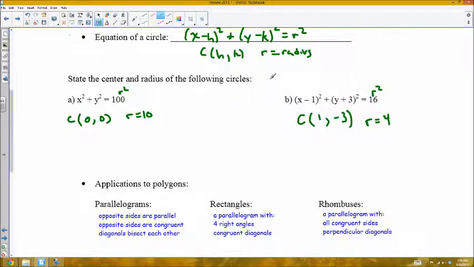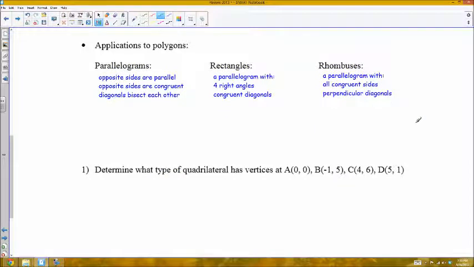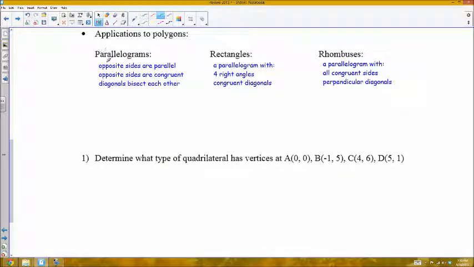Now, applying these formulas to polygons. So here's applications to polygons. Here's a couple properties of each of these special types of quadrilaterals. Parallelograms have opposite sides that are parallel, opposite sides are congruent, and the diagonals bisect each other. And a rectangle is basically a parallelogram with 4 right angles. It's also true that if a parallelogram contains 1 right angle, then it would have to be a rectangle. Also, rectangles have congruent diagonals.